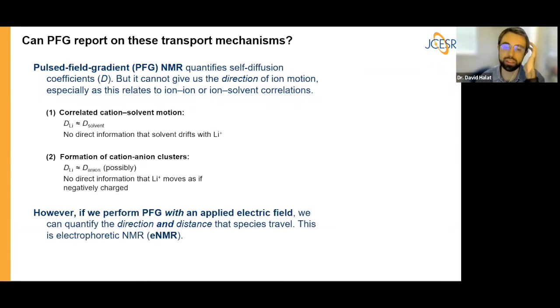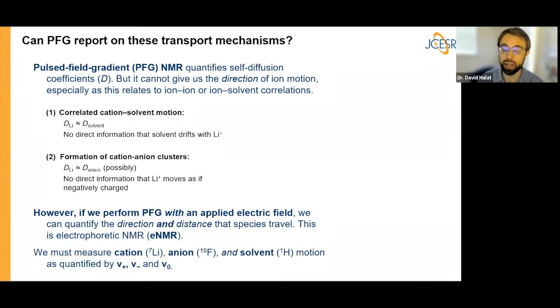Okay, so the solution to this quandary is to perform pulsed field gradient measurements, but with a synchronized electric field. And that allows us to quantify both the direction and the distance that species travel. And this is what we refer to as electrophoretic NMR. And for full characterization of a binary electrolyte, we'd like to quantify the species velocities of the cation, the anion, and the solvent. And for typical systems of interest, it suffices, therefore, to do lithium, fluorine, and proton eNMR measurements.